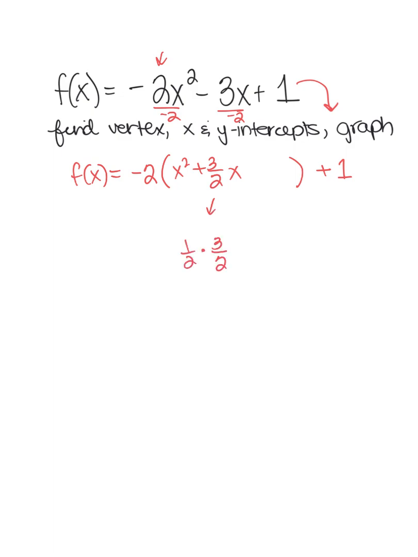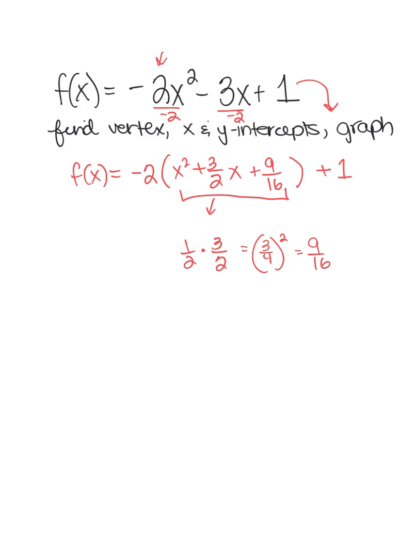Instead of dividing by 2, I just multiply by half, same thing. I get 3 over 4, and I'm going to square that, and that becomes 9 over 16. So I'm going to put plus 9 over 16 so that this now can be factored as the square has been completed. So I can now factor that.